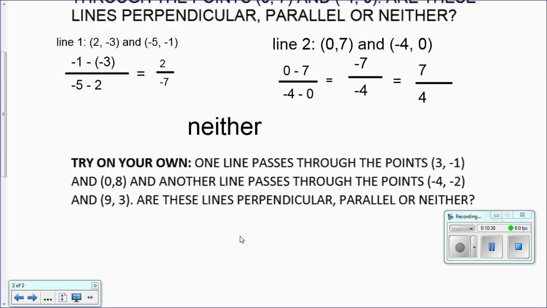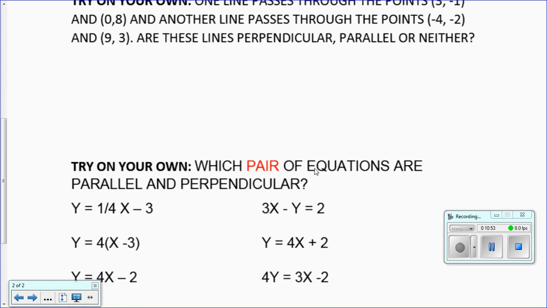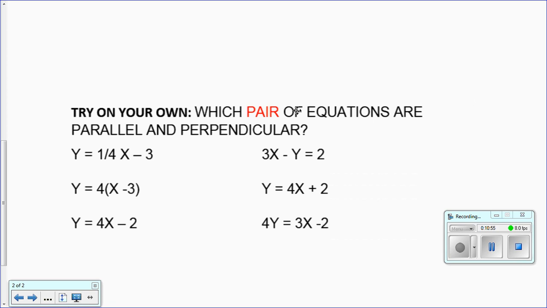Okay? So now you're going to try this on your own, and this is basically the same thing as our example. I'm just going to do this and figure out what these slopes are, and compare the two slopes that you get. And then you're also going to try this one, and it's asking which pair of equations are parallel and perpendicular. So you're going to go through and look at the slopes for each of them. Some of them you will have to get in slope-intercept form.